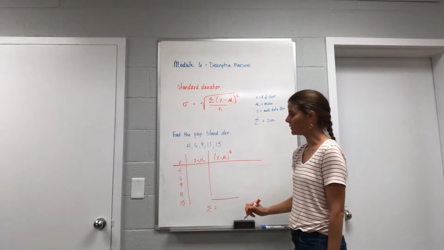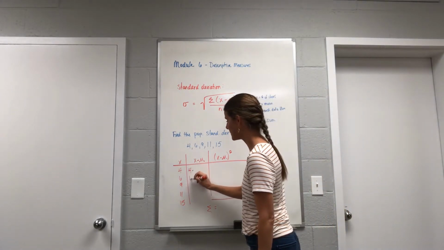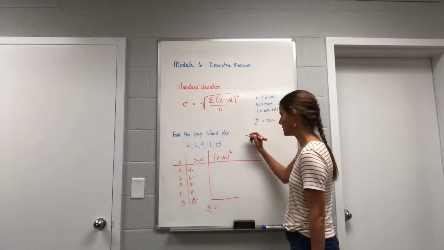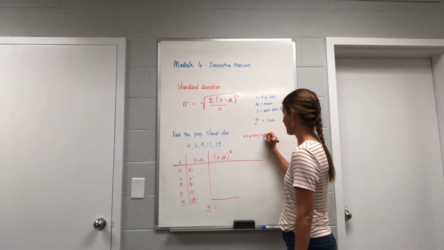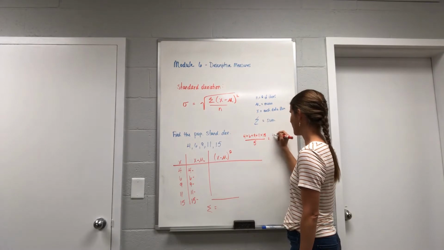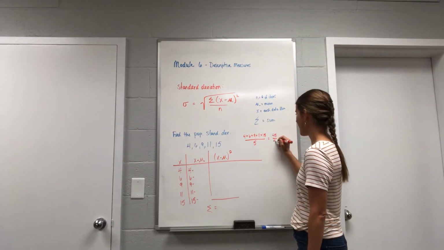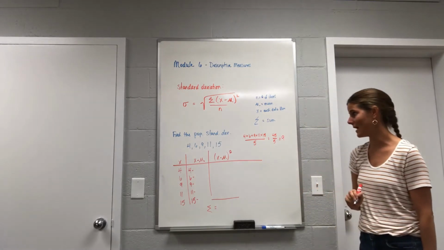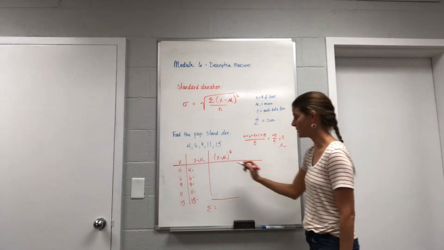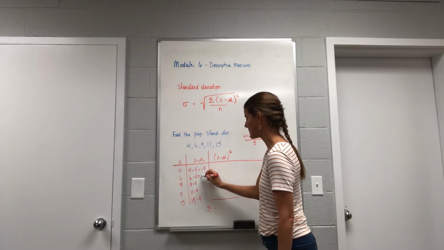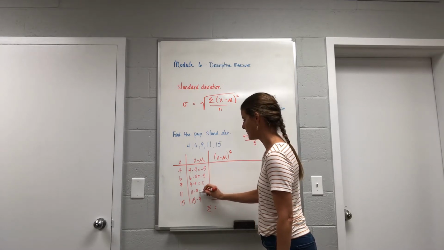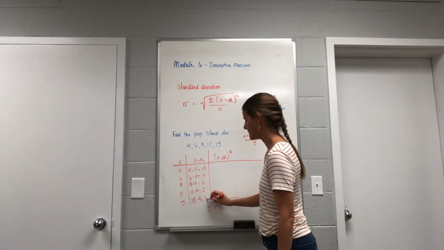Now I'm going to take x minus mu. We need to figure out what that mu is. Mu, again, represents the mean, so we just add these all up and divide by the number of items, which is 5. 45 divided by 5 is 9, so the mean for this data set is 9. That's mu. We're going to subtract 9 from each one of these and see what we get. 4 minus 9 is negative 5, 6 minus 9 is negative 3, 9 minus 9 is 0, 11 minus 9 is 2, 15 minus 9 is 6.